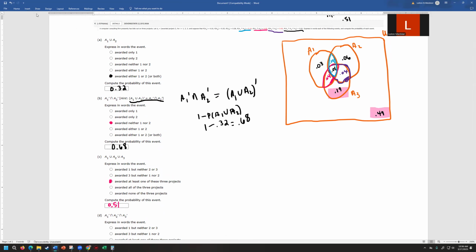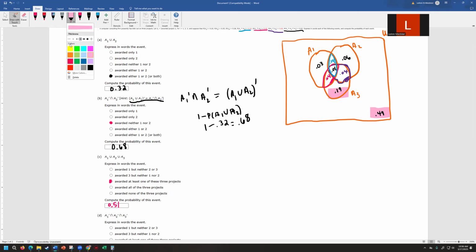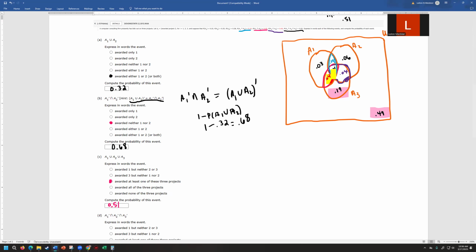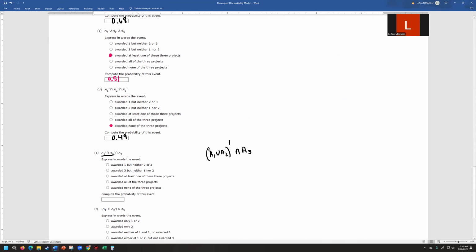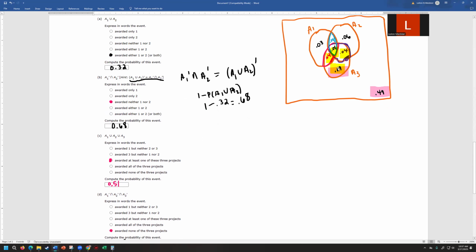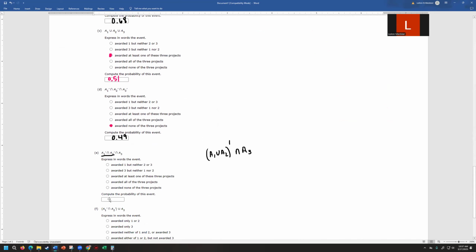Then we're going to have to highlight all of A3. So that's this piece, this piece, this piece, and this piece. Now we are intersecting those two things. If you go back and look down at our, let me get this back to a pen. Not wanting to scroll down. There we go. We're intersecting that complemented union with the A3. So we're looking for where the pink and yellow overlap, which was 0.19. So that's going to be our answer, the 0.19.